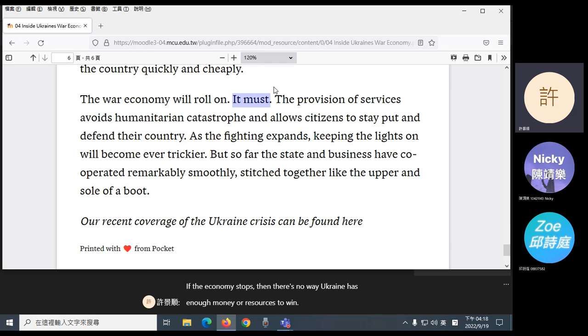So this must is not a description. It's a call. It's an appeal. 它是在呼吁。 它是推定语气. The economy must go on.